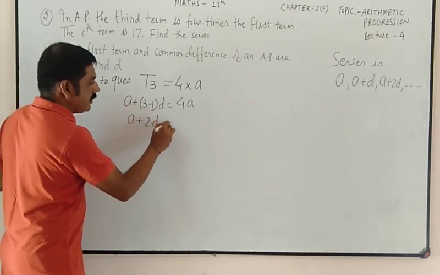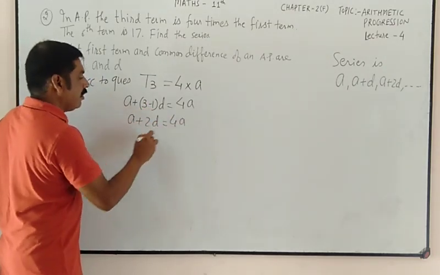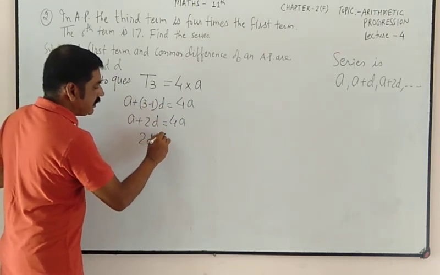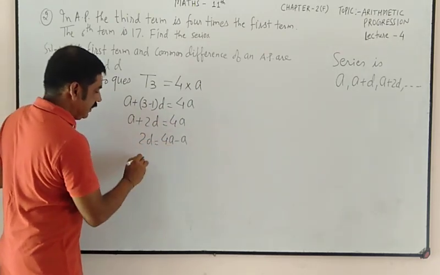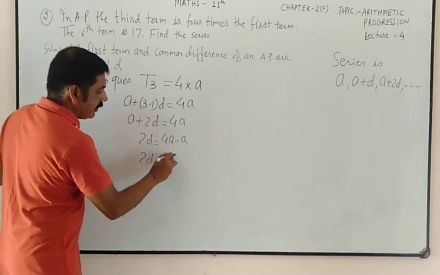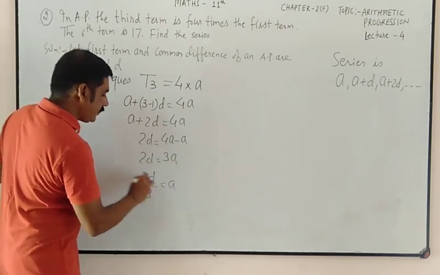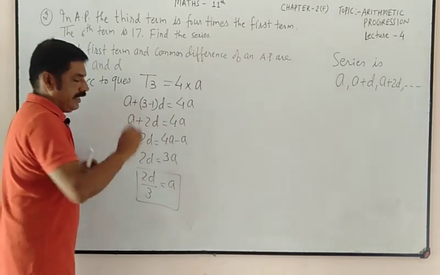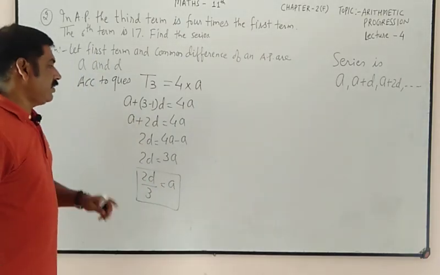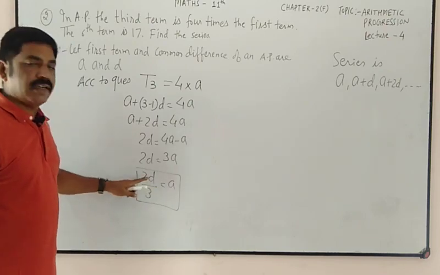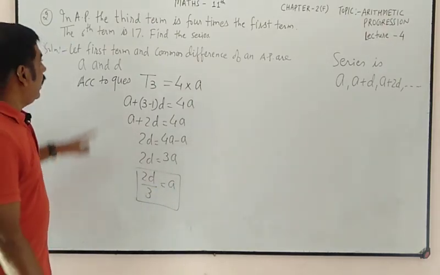a plus 2d is equal to 4a. Transfer a. So 2d is equal to 4a minus a. So 2d is equal to 3a. Hence a is equal to 2d upon 3. So we got the value of a in terms of d, right?